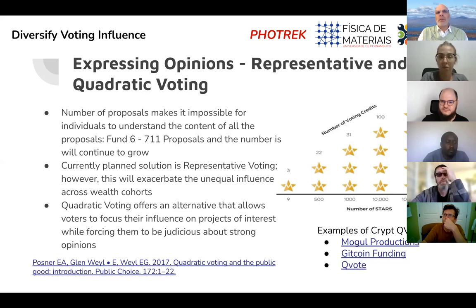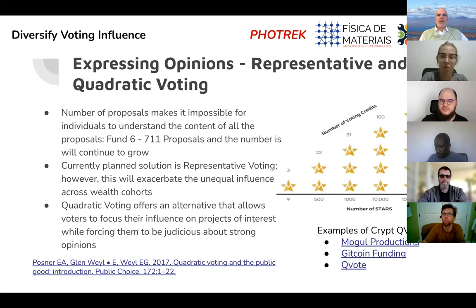Now, there's a similar proposal that's referred to as the quadratic voting method that was invented by Glenn Weil, and he and his colleague Eric Posner have written some nice papers and textbooks on this. And additionally, this has already been implemented in some other cryptocurrency communities.